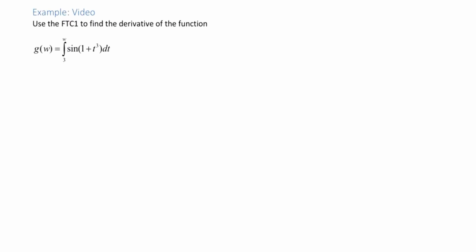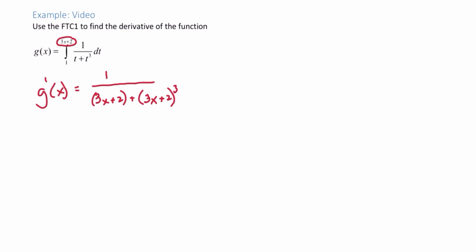In our next example, again, we're simply going to take the upper limit W and plug it in for the variable. So G prime of W is sine of 1 plus W cubed.